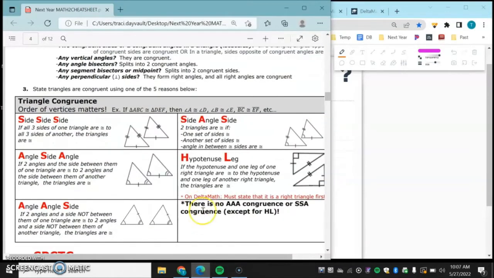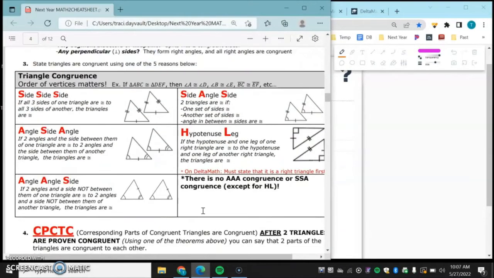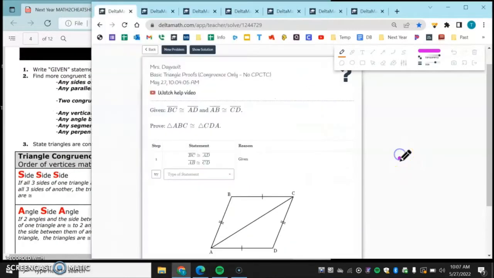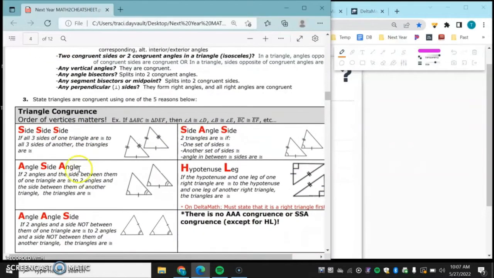Now that we've looked at ways to know if triangles are congruent without knowing every single side and every single angle is congruent, we are going to do triangle proofs. Not my favorite thing, but we got to do what we got to do. So for triangle proofs, our goal is going to be to use one of these 5 triangle congruence postulates to state that 2 triangles are congruent.